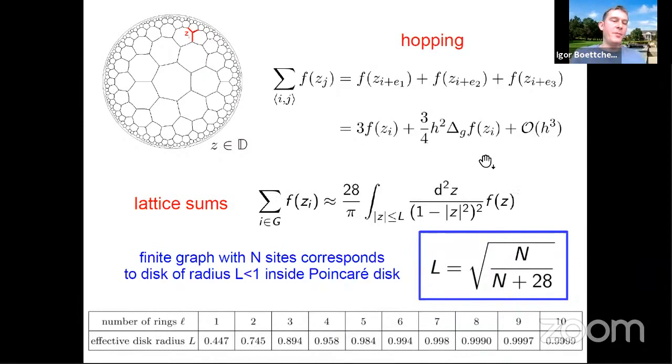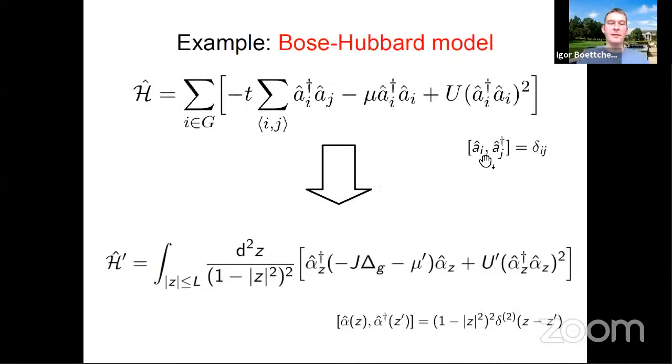So you have this beautiful mapping, and let me be brief in this last application. So let's assume you had something like a Bose-Hubbard model on this lattice. Then you have this hopping term, you have a chemical potential, and you have a Hubbard U. And then the continuum, and you have canonical commutation relations. In the continuum version, you would just replace the sum with this hyperbolic volume element, this hopping term by the hyperbolic Laplacian, but all the local terms remain untouched.